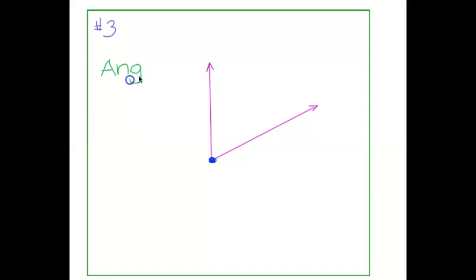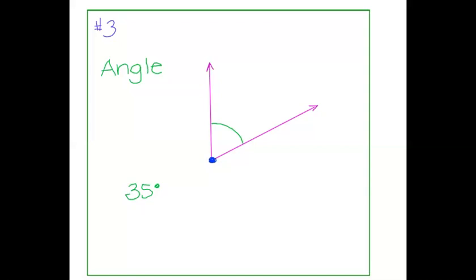Now make sure you spell angle A-N-G-L-E. Otherwise, it's an angel if you switch the E and the L. And we want an angle, not an angel. The angle is the distance between here and here. And that is something that we measure in degrees. So an angle might be 35 degrees. And so that little tiny circle right up there, just like we do temperature, we measure angles in degrees as well.